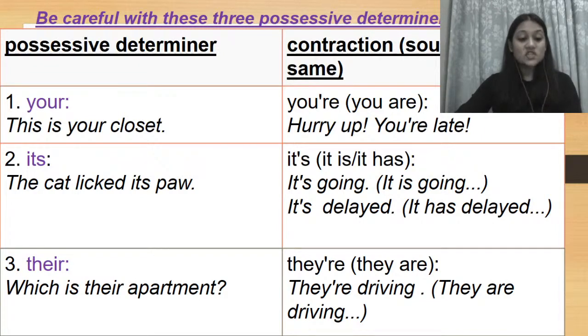Next is "their," T-H-E-I-R. I'm repeating, it is T-H-E-I-R. And it says, which is their apartment. You're asking which is their apartment, right? So you are talking about the ownership, like who owns that particular apartment. Next is they apostrophe re. This is "their" and this is "they are." Clear? It is your, it is you are. It is its, it is it's. The pronunciation for the second one is similar, but that is not the scenario with the first and third. It's "there" and it is "they are." They are driving. Clear? Okay.